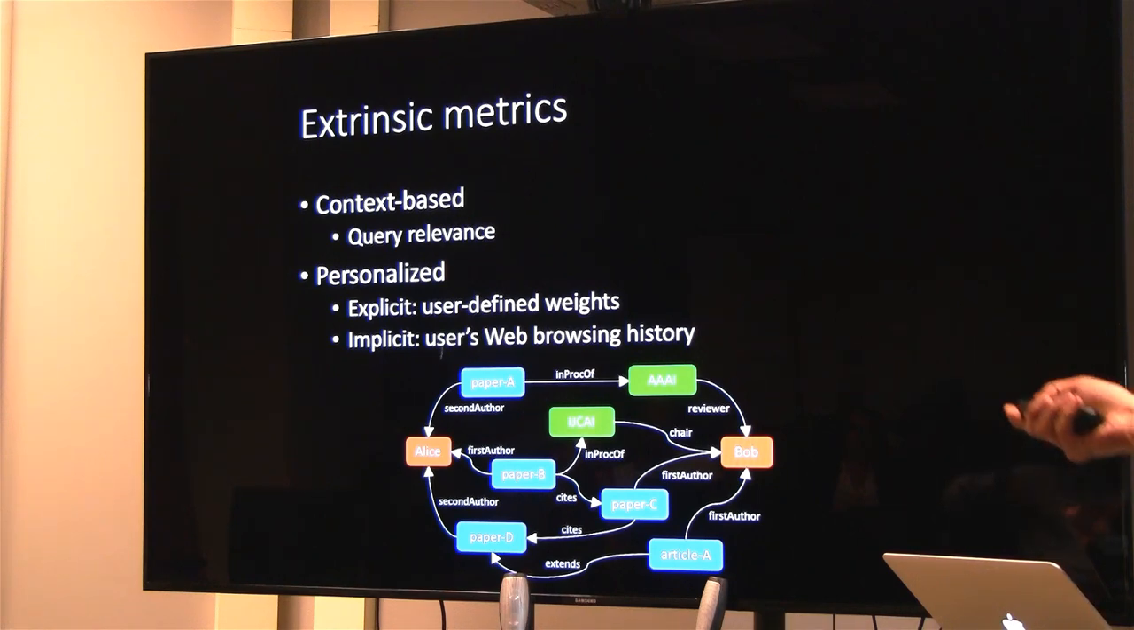And we also have some extrinsic metrics for ranking paths. We can use query relevance, and we can use some personalization techniques. For instance, we can directly ask users to give different weights to classes and relations that the user is interested in. We can also implicitly collect the user's interests by, for instance, checking their web browsing history to find out which web pages they are interested in, so that we can find out their interests.